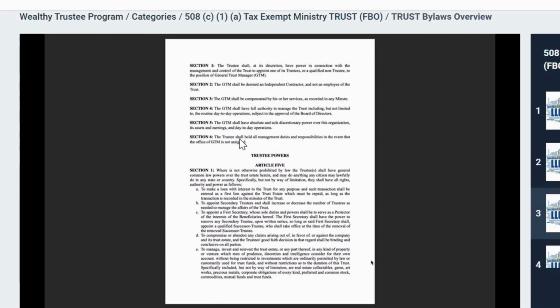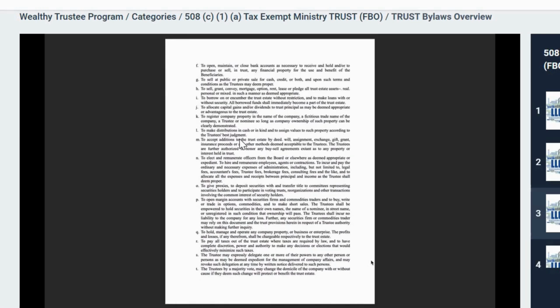D. To compromise or abandon any claims against, out of, or in favor of the company and its trust estate, and the trustee's good faith decision in that regard shall be binding and conclusive to all parties. E. To manage, invest, and reinvest the trust estate in any parts or any kind of property or ventures which men of prudence, discretion, and intelligence consider for their own accounts.